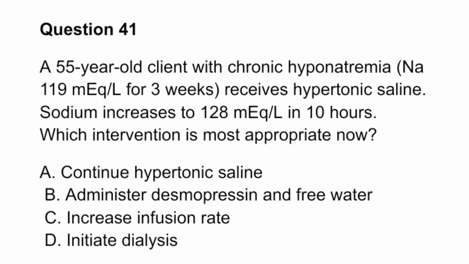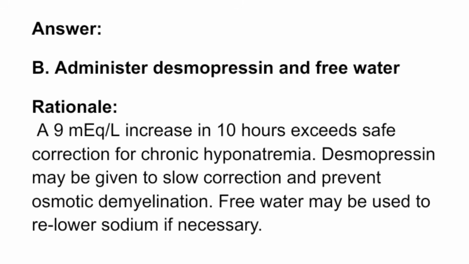Answer: B. Administer desmopressin and free water. Rationale: a 9 milliequivalents per liter increase in 10 hours exceeds safe correction for chronic hyponatremia. Desmopressin may be given to slow correction and prevent osmotic demyelination. Free water may be used to re-lower sodium if necessary.